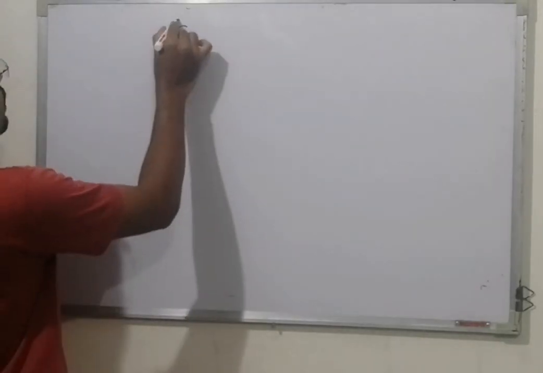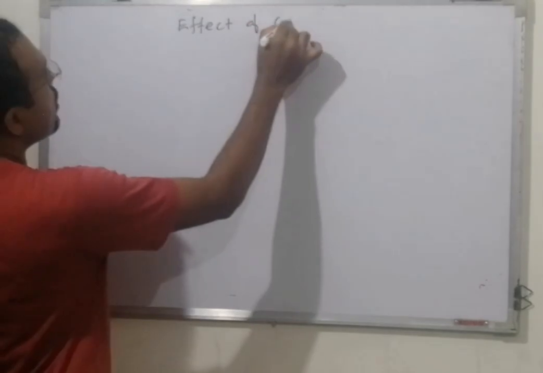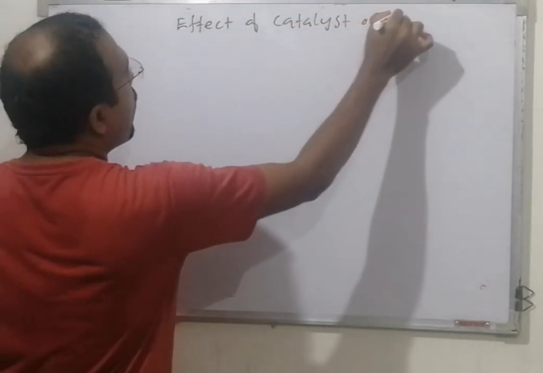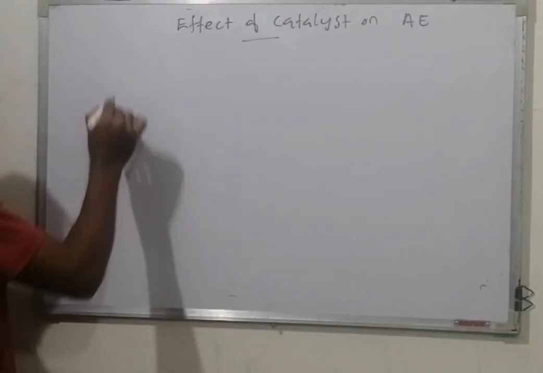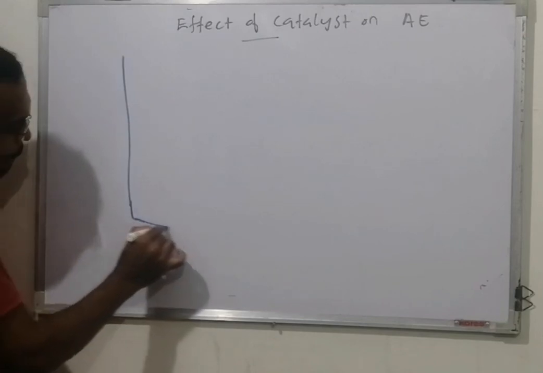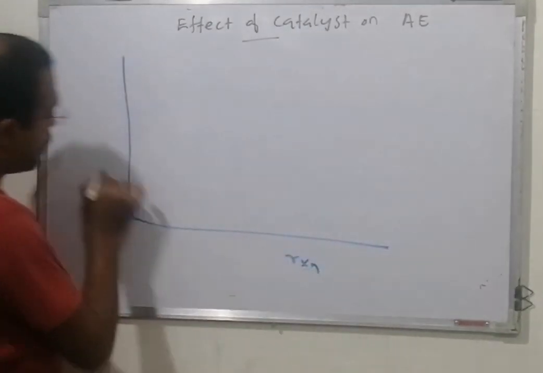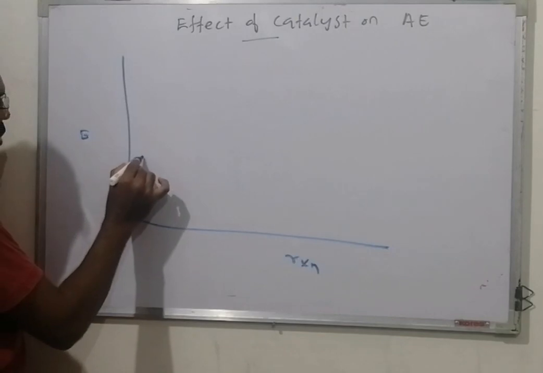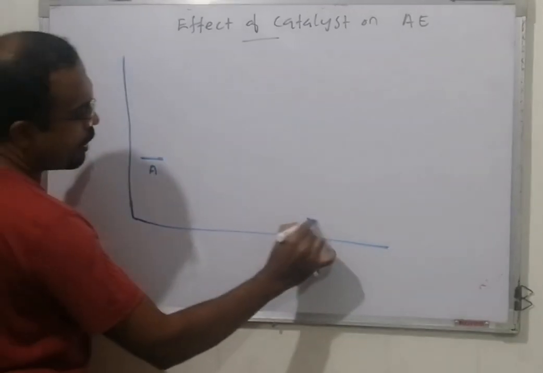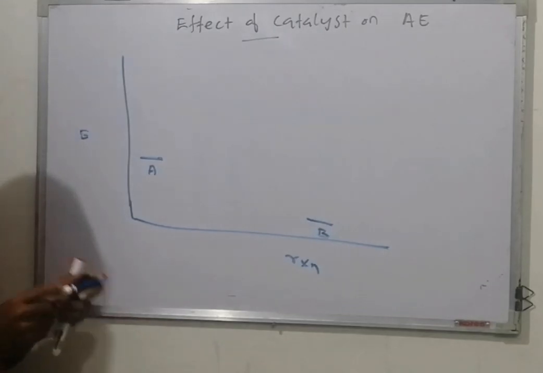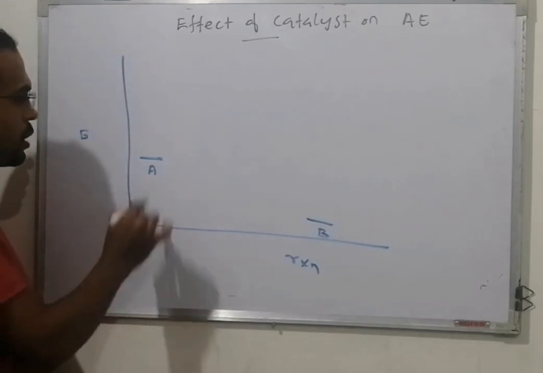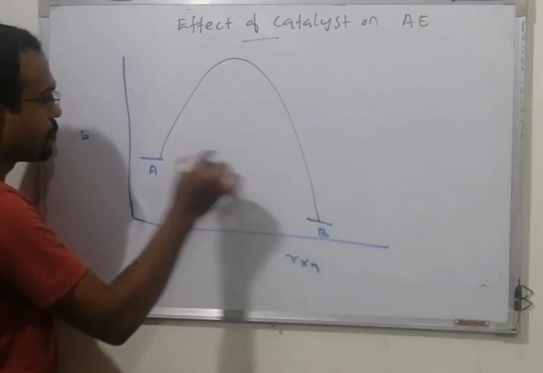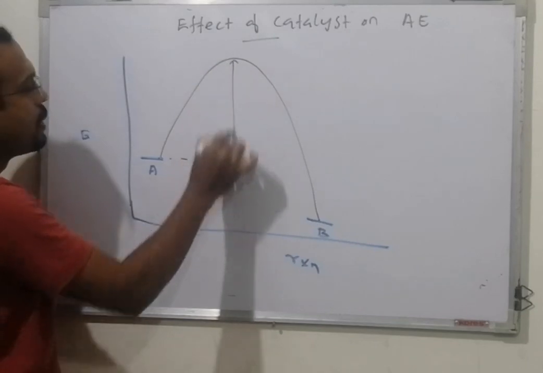Now, what is catalyst doing? Effect of catalyst on activation energy. We can beautifully articulate this effect in a graph. Reaction, energy. I write an exothermic reaction. How do you write exothermic reaction? The energy of reactant should be greater than energy of products. I will get a graph like this. Obviously, this is activation energy.